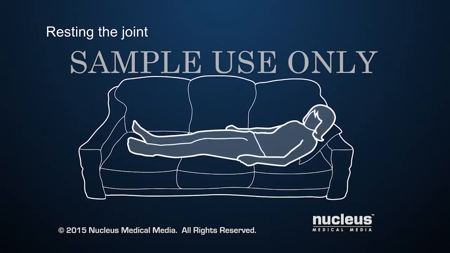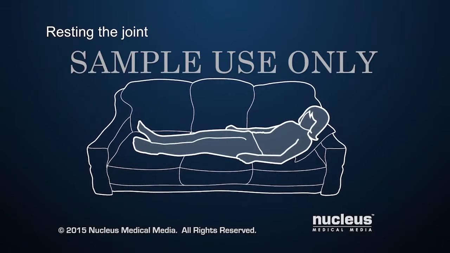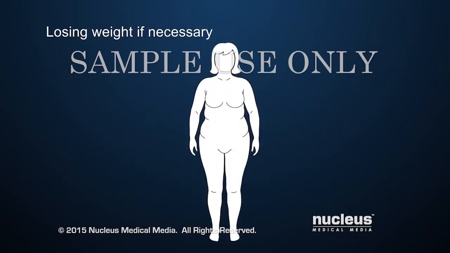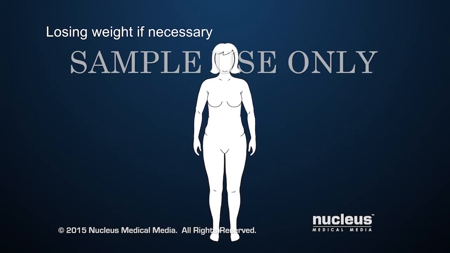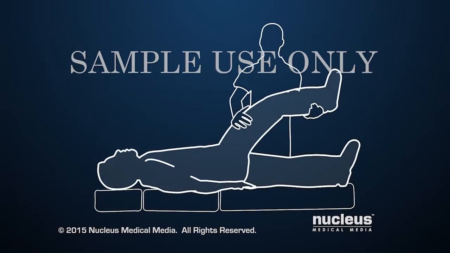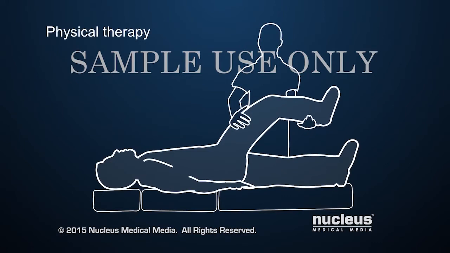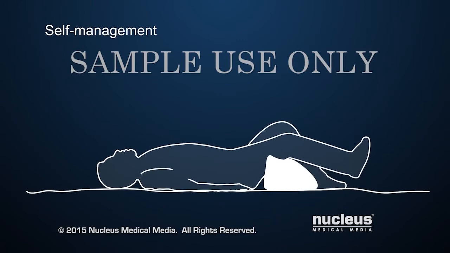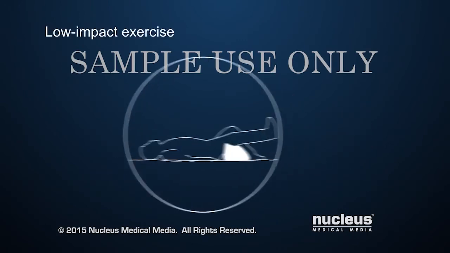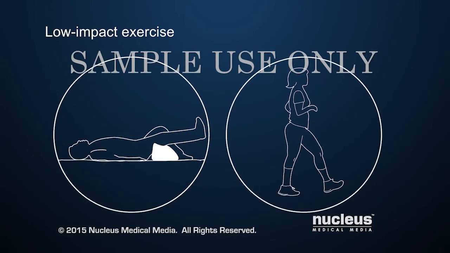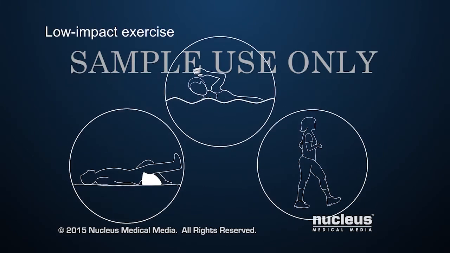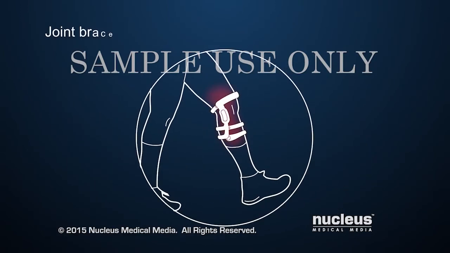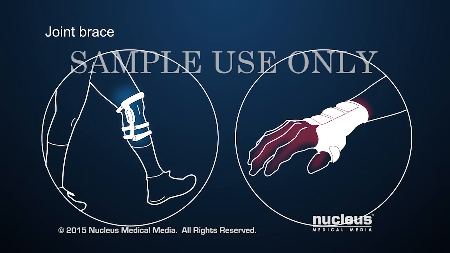Lifestyle changes, such as resting the affected joint and losing weight if necessary, may help slow down the progression of osteoarthritis. Other lifestyle changes include physical therapy exercises and education to manage osteoarthritis on your own. Physical therapy exercises, along with low-impact exercise such as walking and swimming, increases muscle strength and keeps joints limber. Braces can help with joint support and alignment to reduce joint pain.